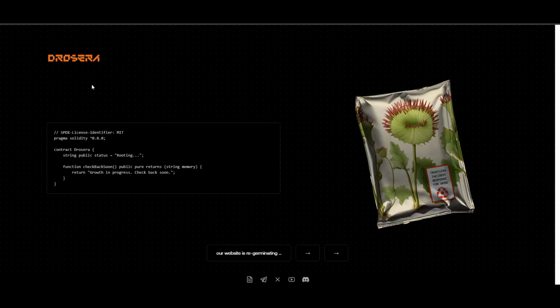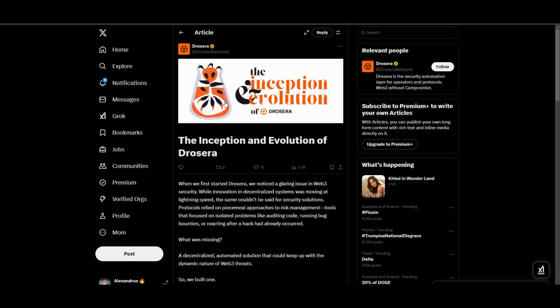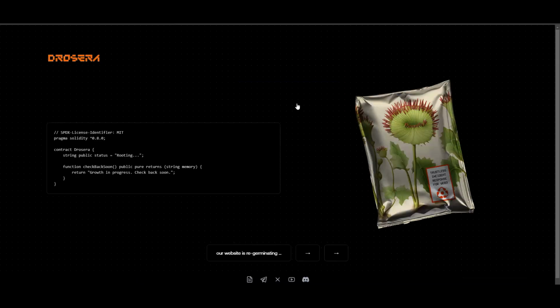So yes, Drosera today. As you can see, their website is currently under rebuild, so there will be a new website soon, but we will focus on what they have on X, because that's how you can learn about them and what they actually do. So as I said, they are a so-called security automation protocol, and you probably haven't heard of this before. It's quite a new layer of security that is emerging right now to help out the audits, bug bounties and alerting systems that we already have in place.